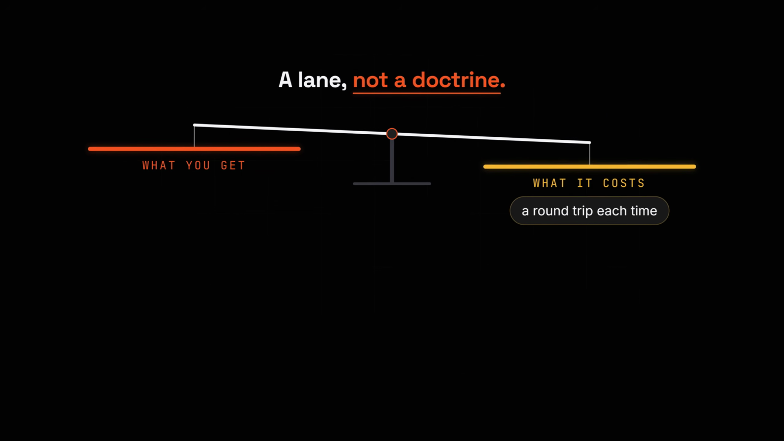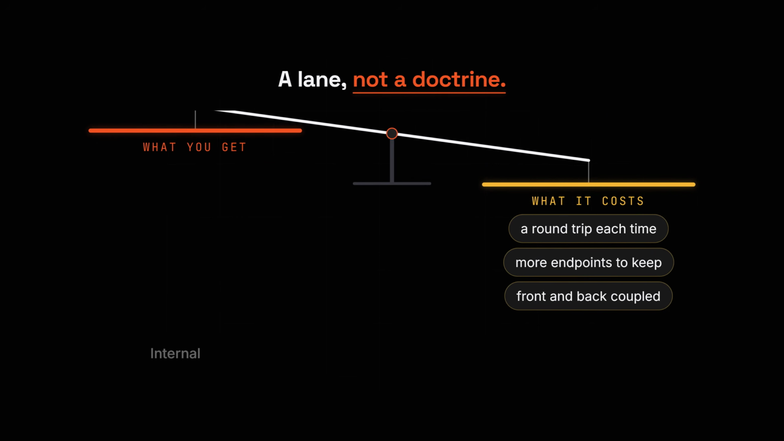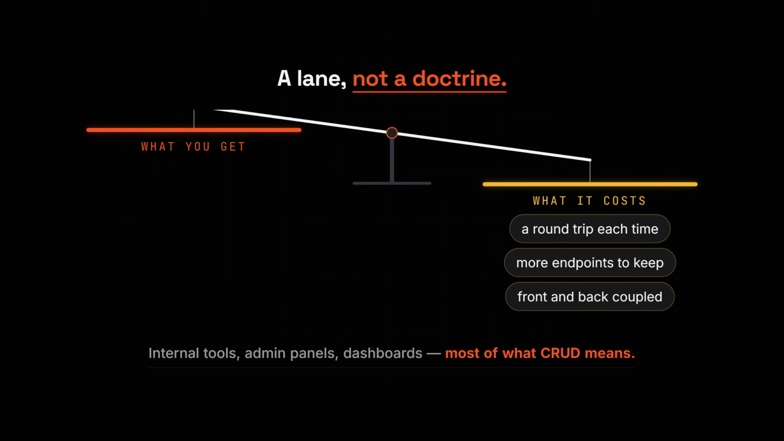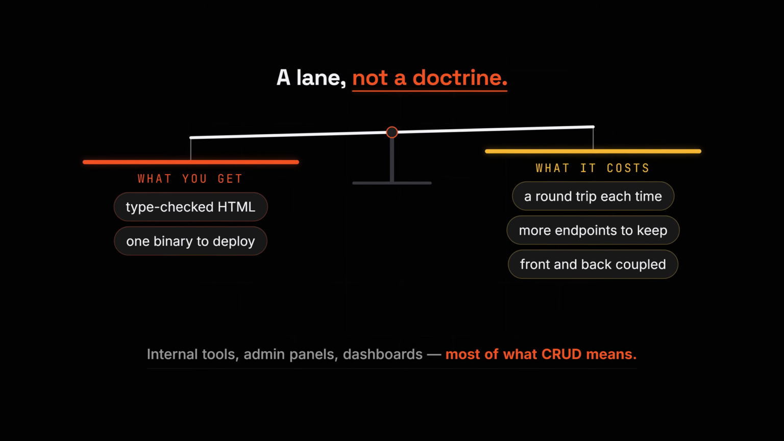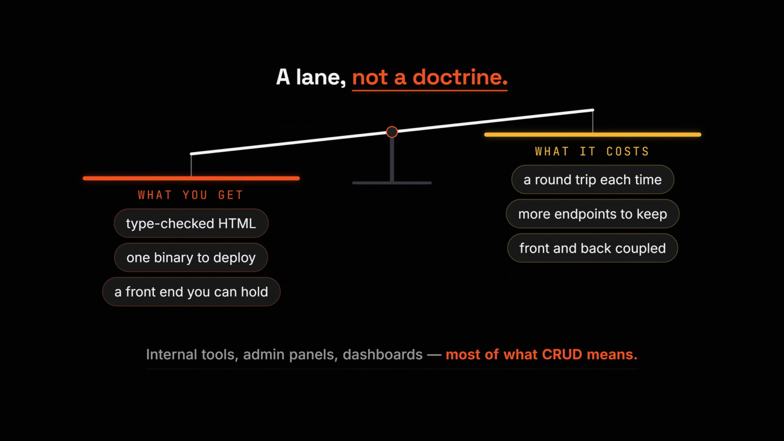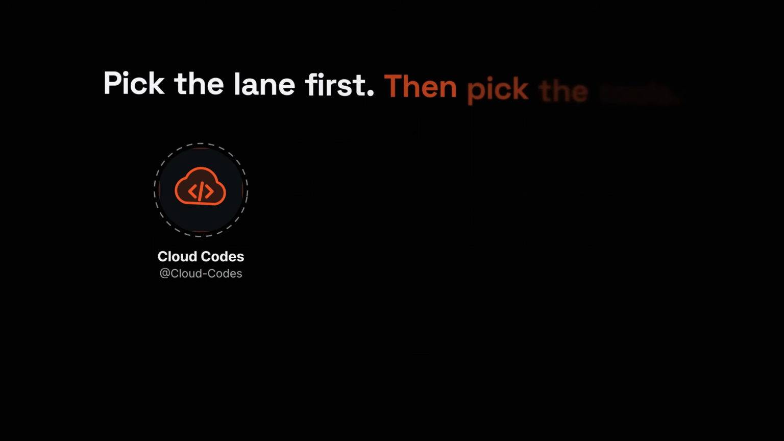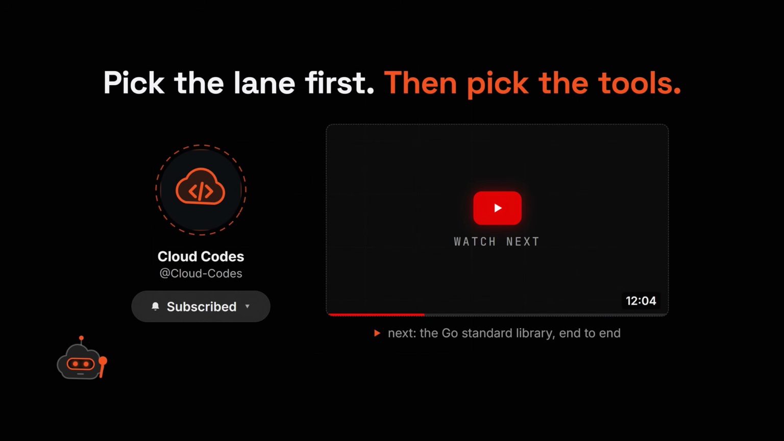So the verdict is a lane, not a doctrine. If your app is forms over data, internal tools, admin panels, dashboards, most of what CRUD actually means, this stack hands you type-checked HTML, one deployable binary, and a front end you can hold in your head. If your app is Google Docs, it doesn't, and that's a scope, not a flaw. Pick the lane first, then pick the tools.